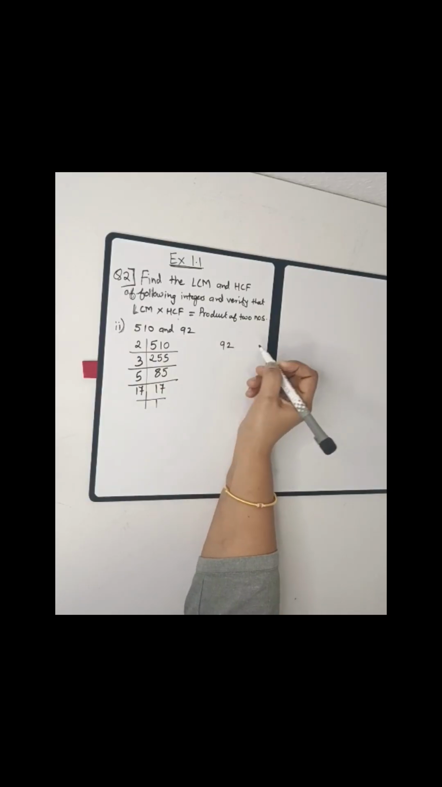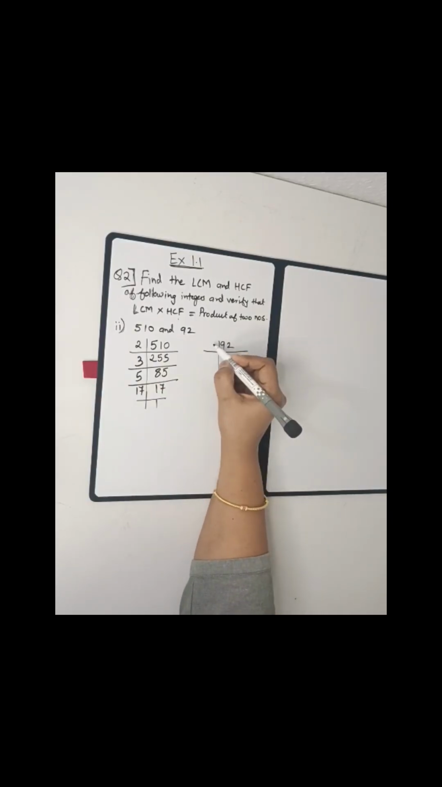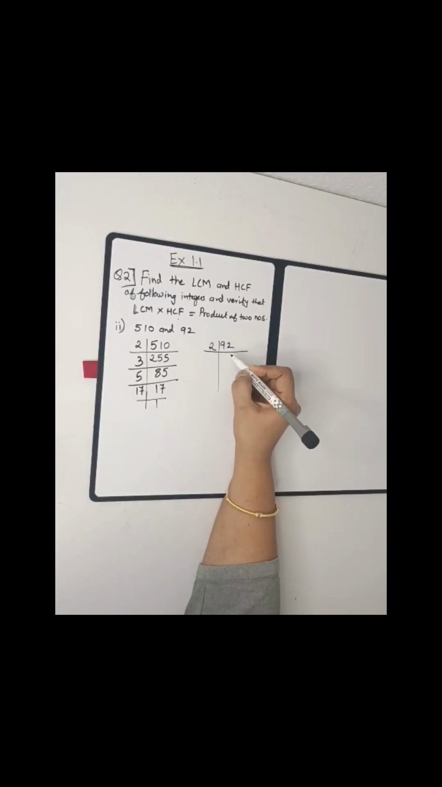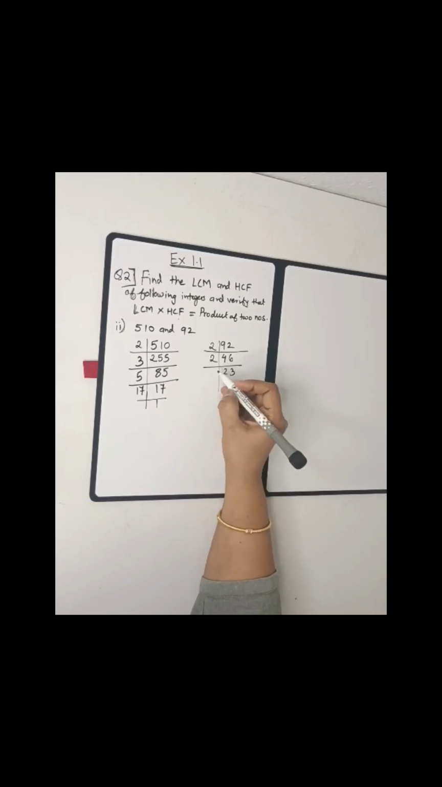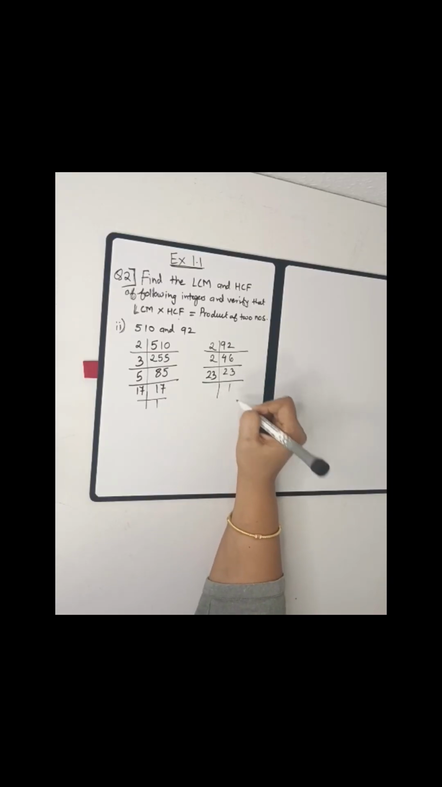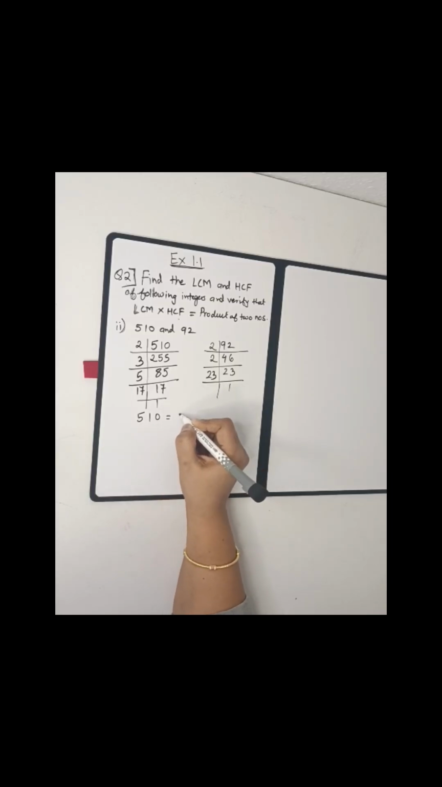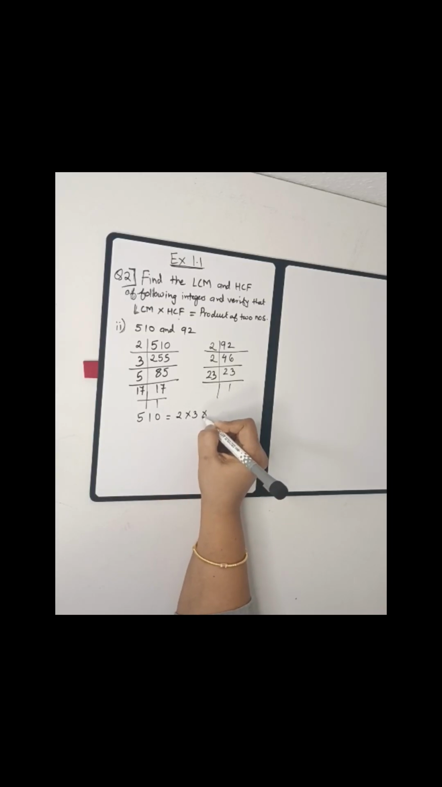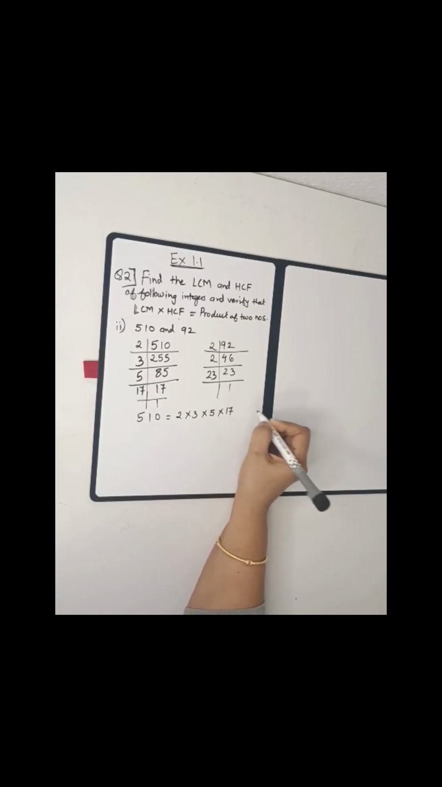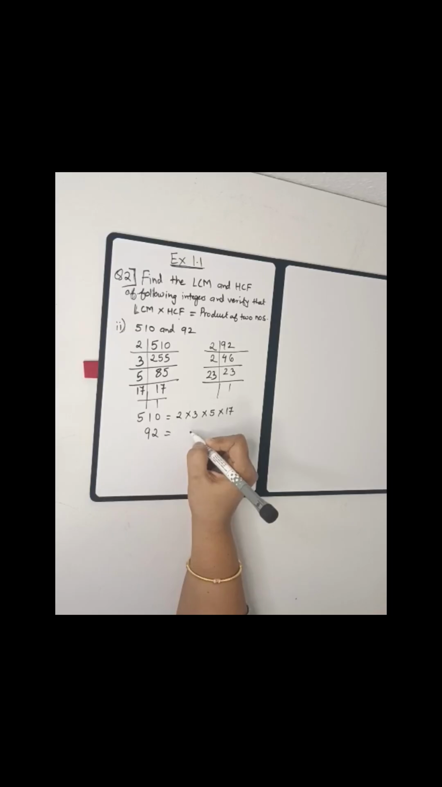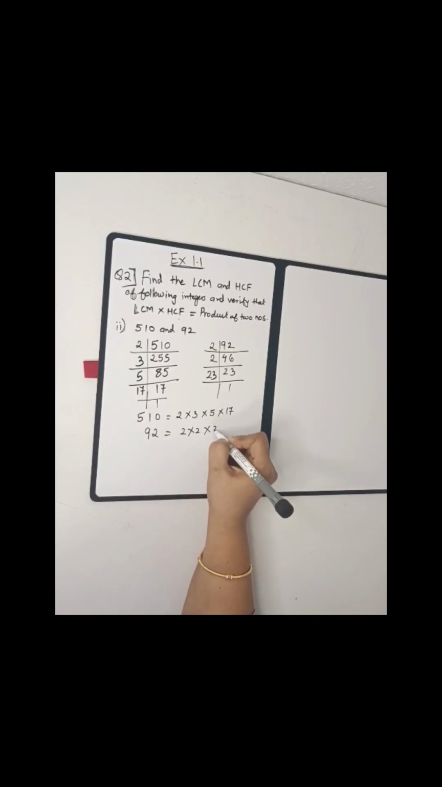Now let us do it for 92. Again, it's an even number, so it will be divisible by 2. So 2 fours are 8, and 1, and then we'll get 46. Again by 2, you'll get 23. 23 itself is a prime number, so 23 is divisible by 23 only, so 1. So now I will write down: 510 has prime factorization 2 into 3 into 5 into 17, and 92 has prime factorization 2 into 2 into 23.